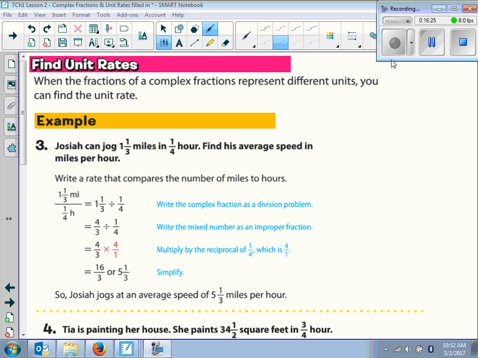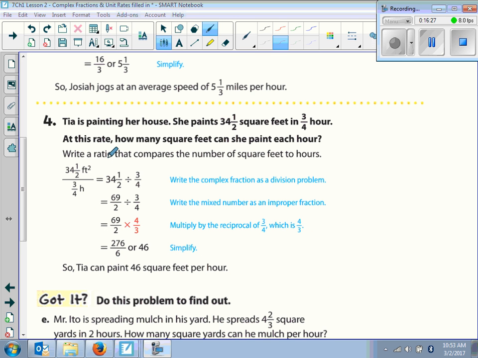So now, all right, Tia is painting her house. She paints 34.5 square feet in 3/4 of an hour. At this rate, how many square feet can she paint each hour? So first thing we're going to do is write a ratio that compares the number of square feet to the number of hours. So that's 34.5 square feet to 3/4 of an hour.